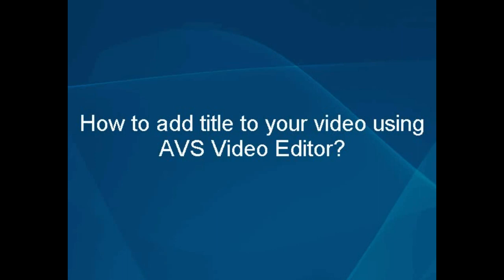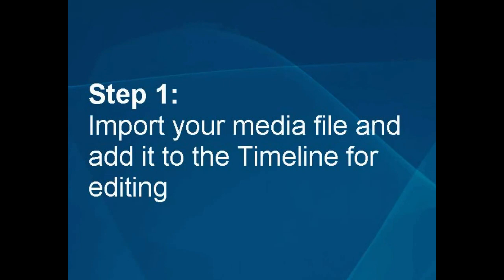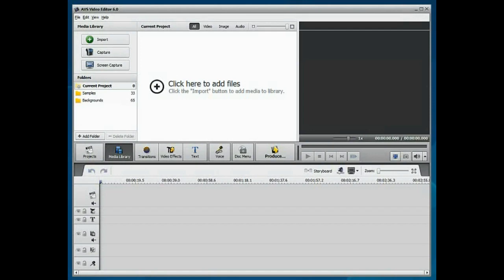How to add titles to your video using the AVS Video Editor. Step 1. Import your media file and add it to the timeline for editing. A new blank project is created.